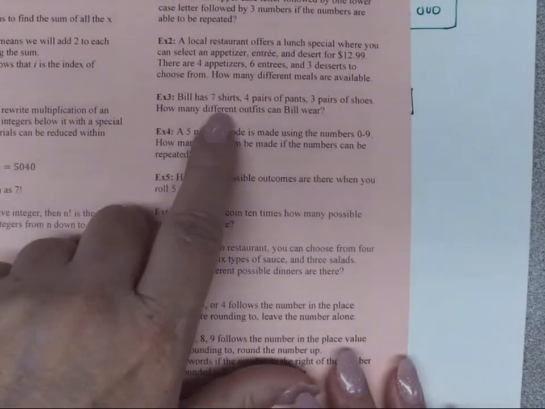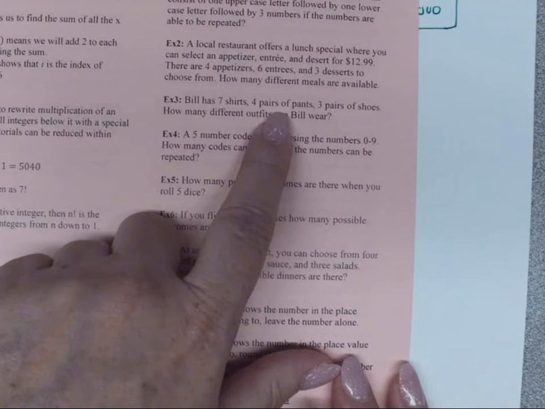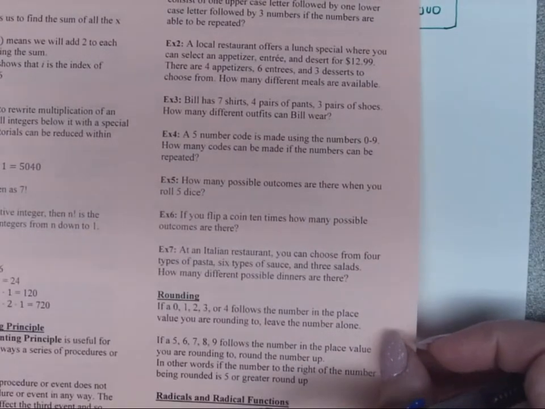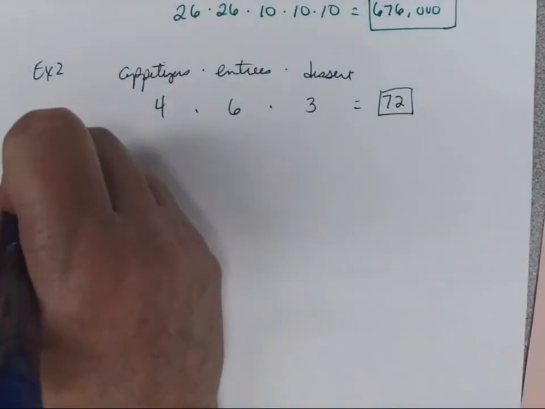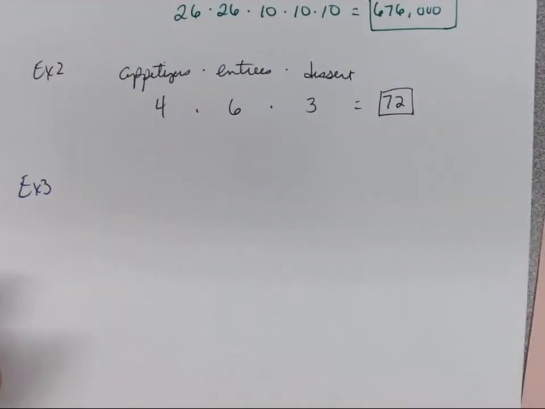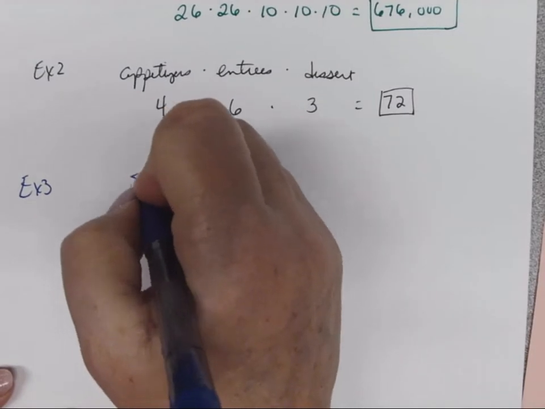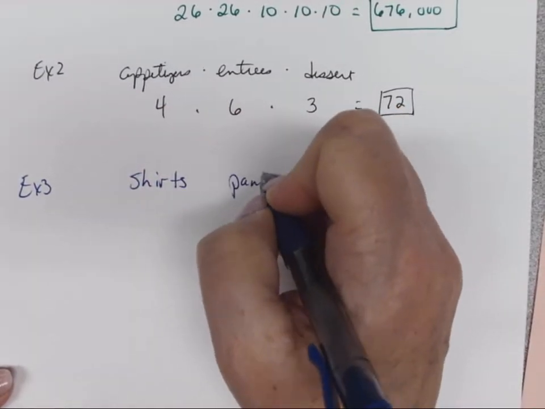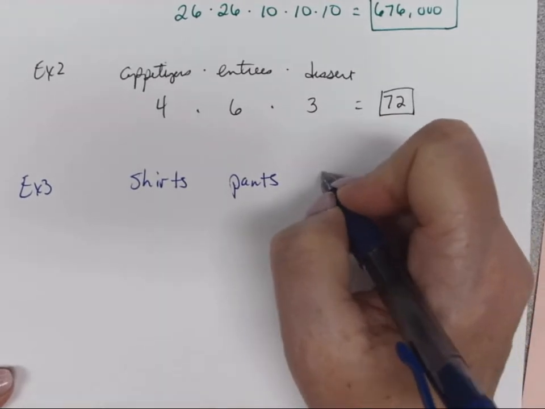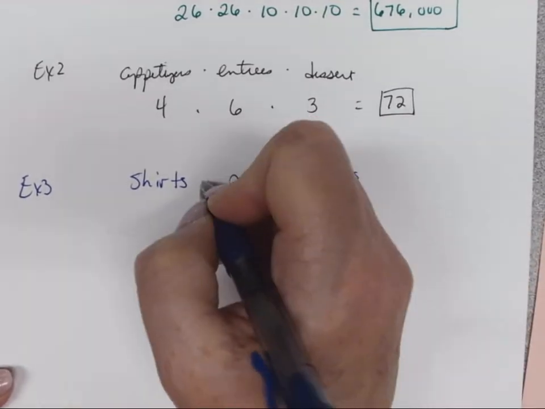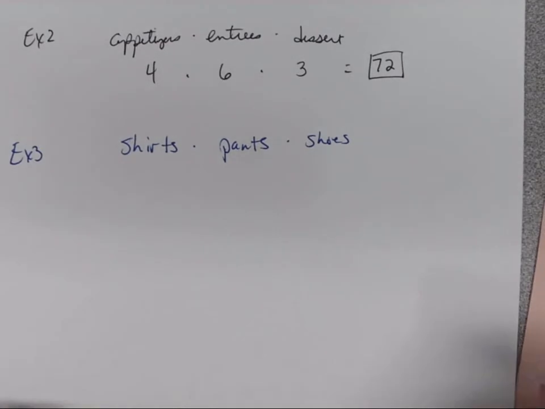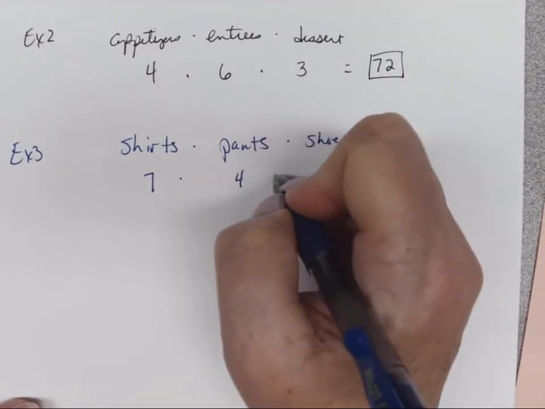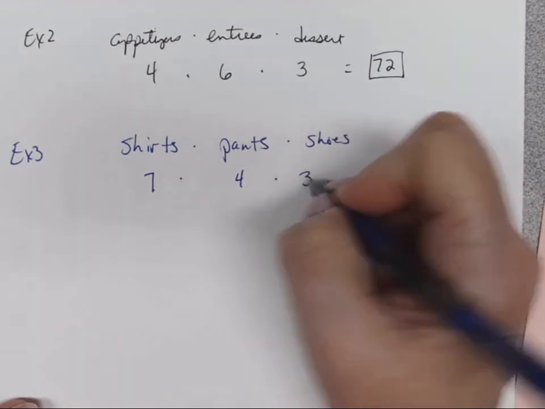Bill has 7 shirts, 4 pairs of pants, 3 pairs of shoes. How many different outfits will Bill wear, or can Bill wear? So we're looking at Bill's clothes, and he has shirts, he has pants, and he has shoes. So he had 7 shirts times 4 pairs of pants times 3 pairs of shoes.